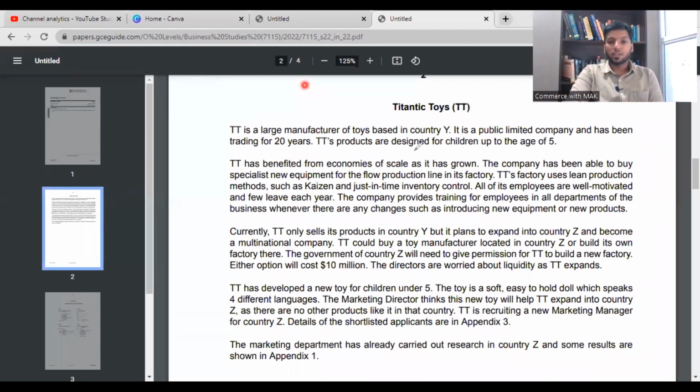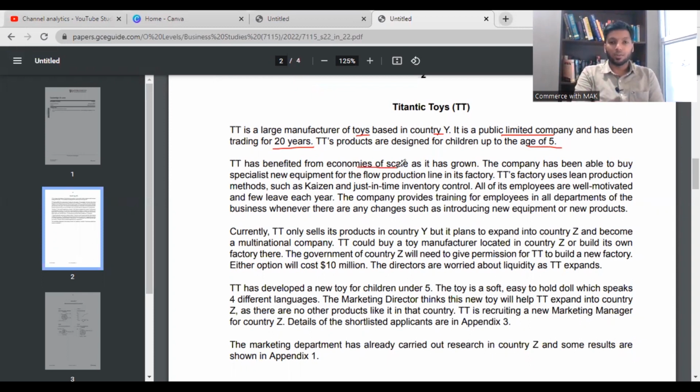TT is a large manufacturer of toys based in countrywide. It is a public limited company and has been trading for 20 years. TT's products are designed for children up to the age of 5. So first of all, they give a background of the company. That gives an idea about what this company is all about and how we use this company to do our question. TT has benefited from economies of scale.